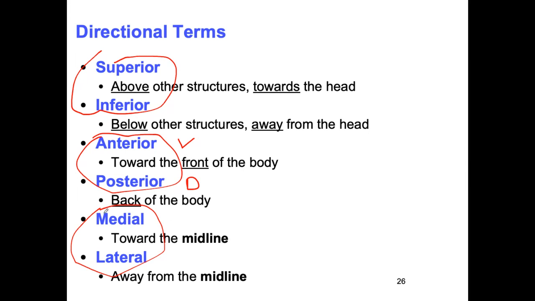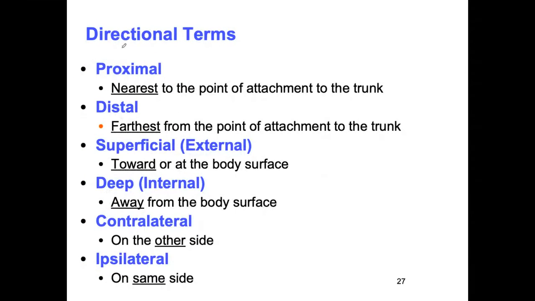Medial and lateral. Medial, just think of M&M. Medial is midline, close to the center of the body, and lateral is moving away. And I'll show you these on a picture as well. Proximal and distal are opposites, superficial and deep are opposites, and then contralateral and ipsilateral are opposites. Proximal is when you're closest to the point of attachment to the trunk. Distal is when you're further away from the trunk. And again, I'll show you these on a picture.